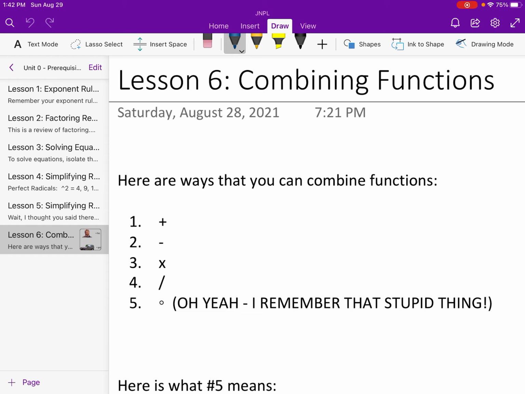This is Unit 0, Lesson 6 on combining functions. Okay, so this is maybe the last lesson of this unit. I might do one more, just depends.